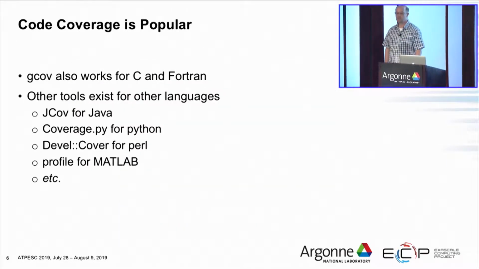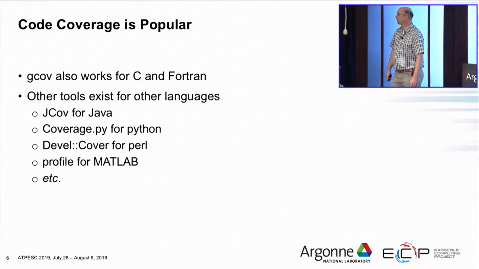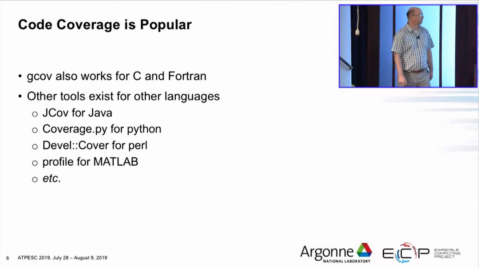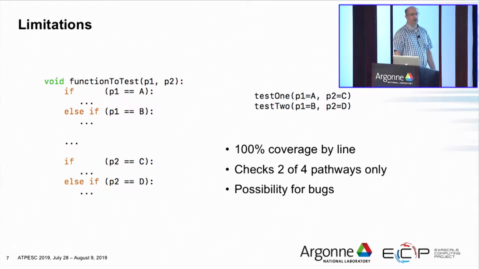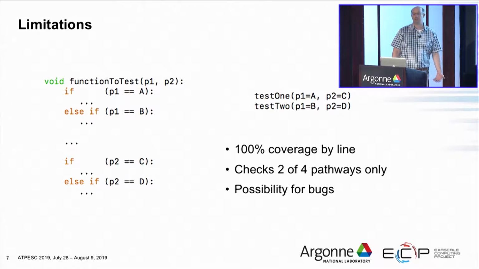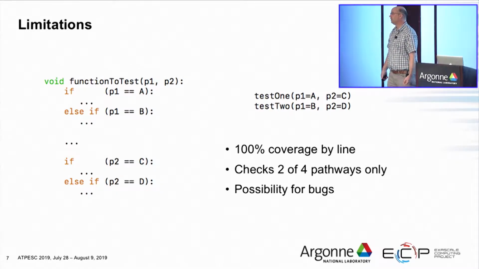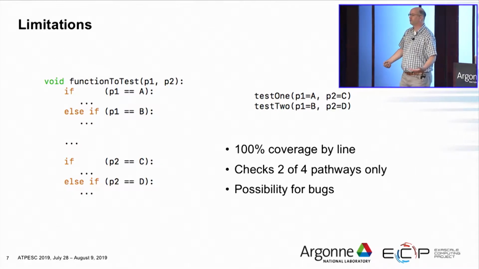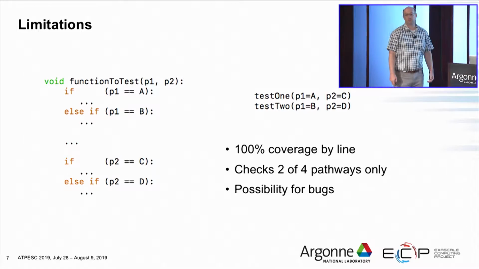So code coverage is popular. gcov works for C and Fortran, and hopefully for whatever language you're using, you should be able to find a tool that should help you with this. And if you're anything like me, anytime I come across a new tool that I want to use, I'm going to try to study what it actually does, what it does well, what it does for me, and specifically how I should not use it, or how I should be careful when I use it.